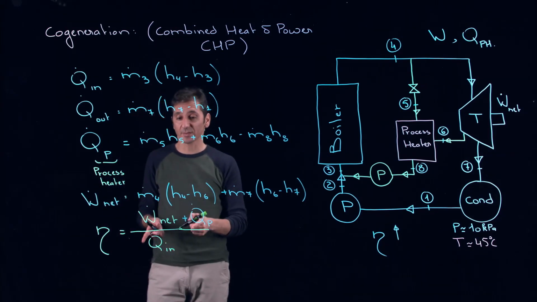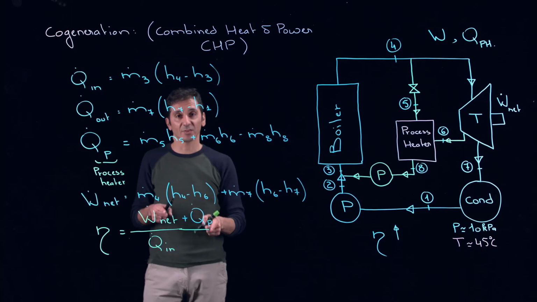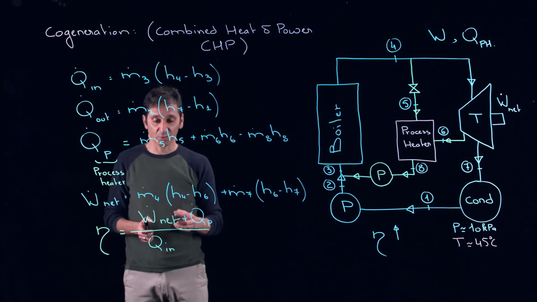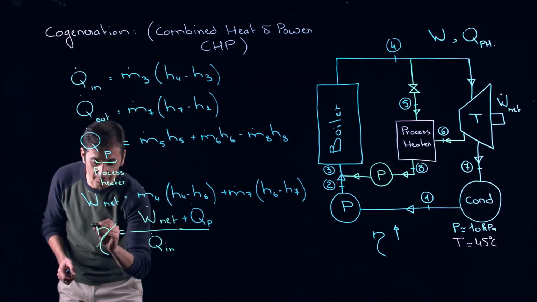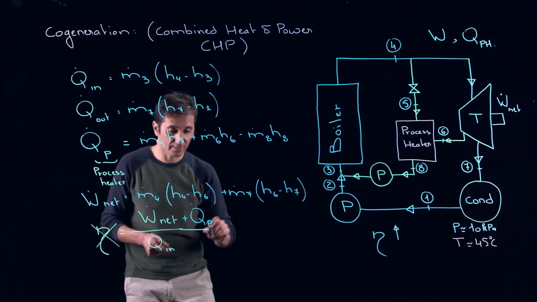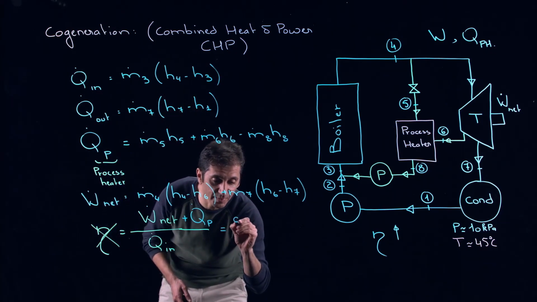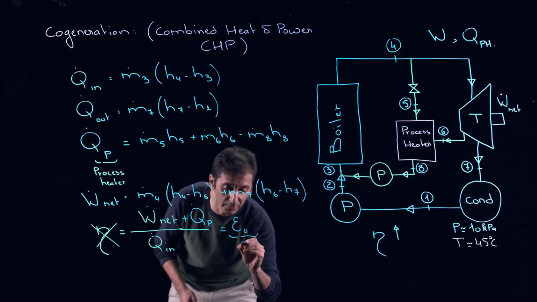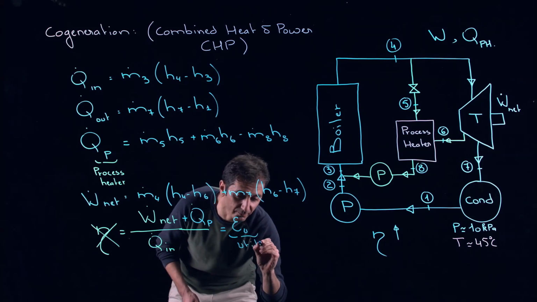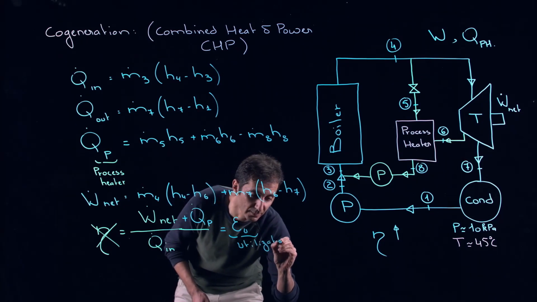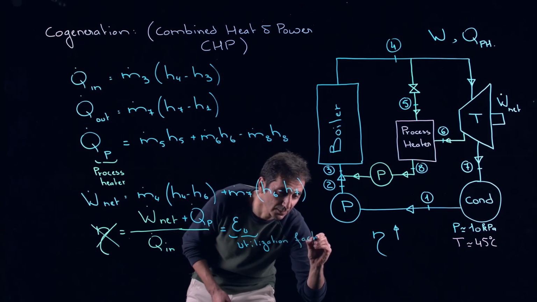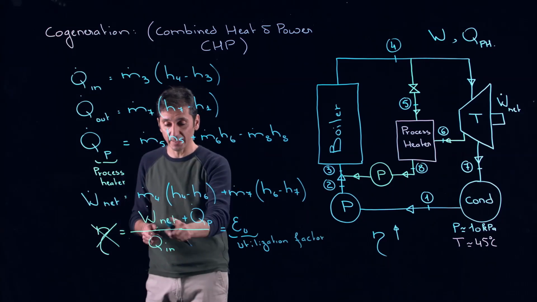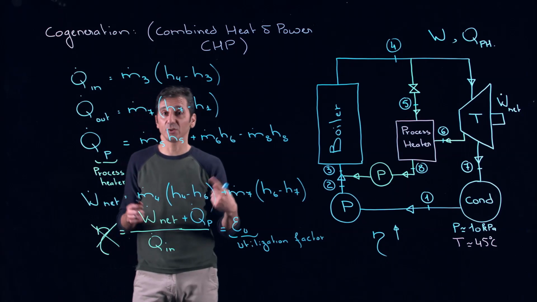So this will be the definition. Now you can easily notice that this definition is not the same definition as for thermal efficiency. So to avoid a confusion, we won't call it thermal efficiency. We will call it epsilon U, okay? And this is what we call utilization factor. What does it mean? How much Q in was used for something useful?